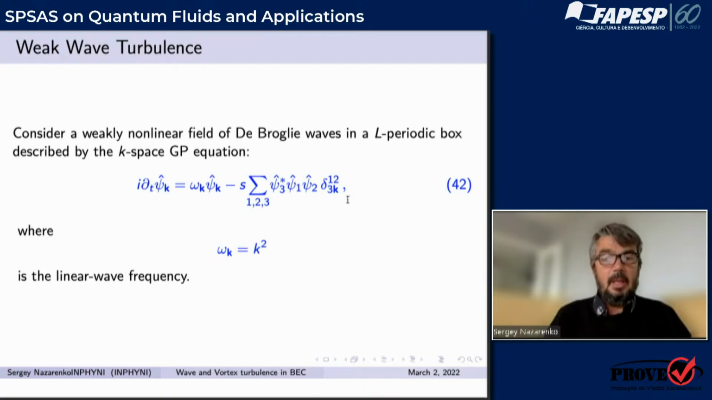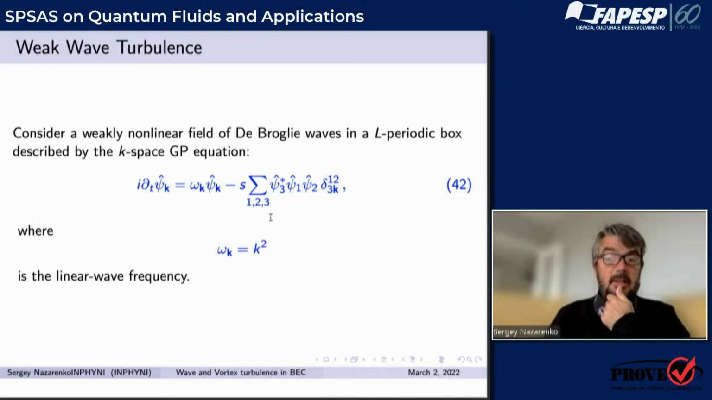And by delta, I mean a Kronecker symbol that is equal to 1 if k1 plus k2 is equal to k3 plus k, and 0 otherwise. And for simplicity, when I write subscript 1, what I really mean is k1. And same here, I mean summation over k1, k2, and k3.